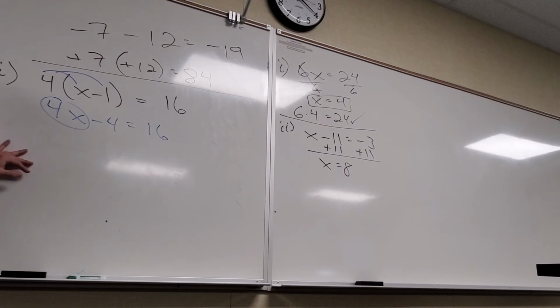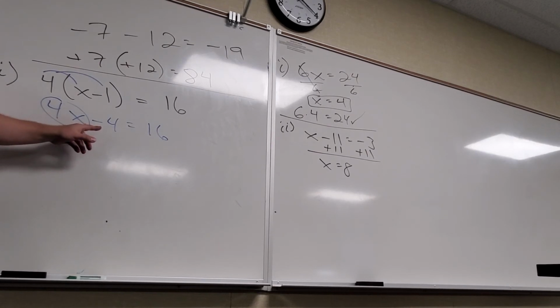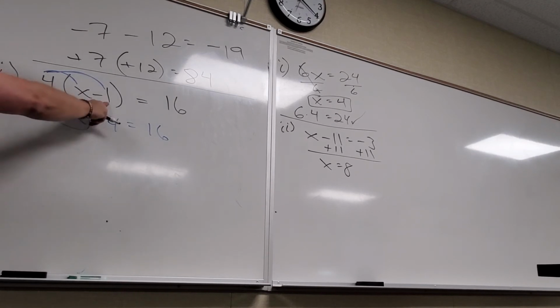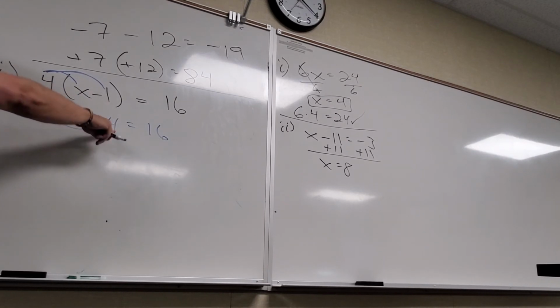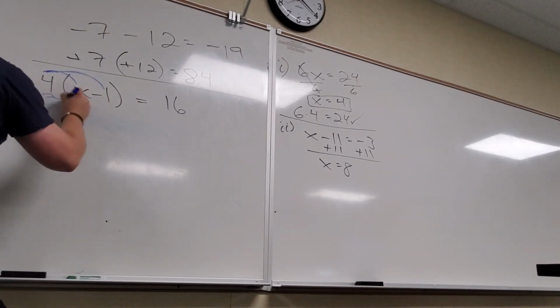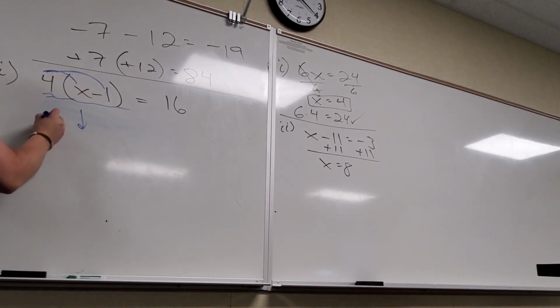So, 4 times x is 4x. And 4 times 1 is 4? How did you get 4? Oh, all right. Here's a good point. We won't finish this. I want to show you this.